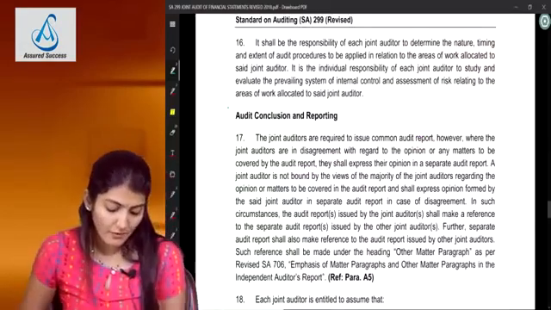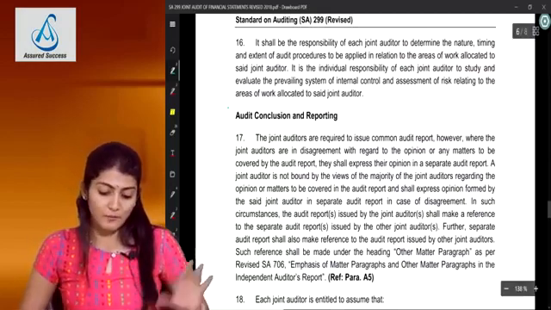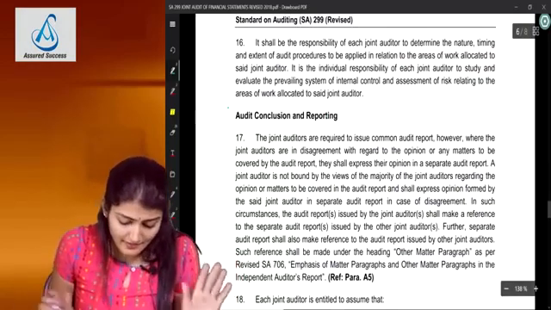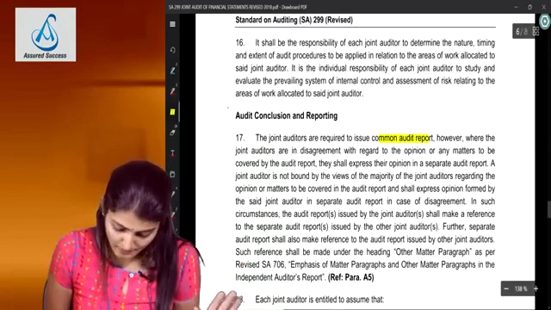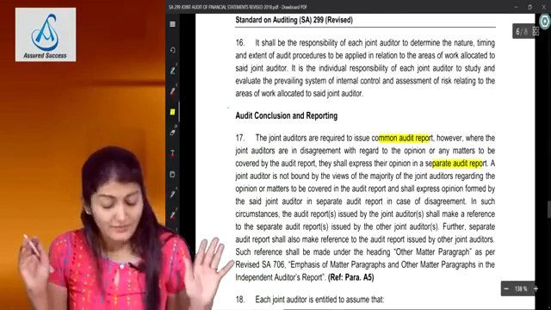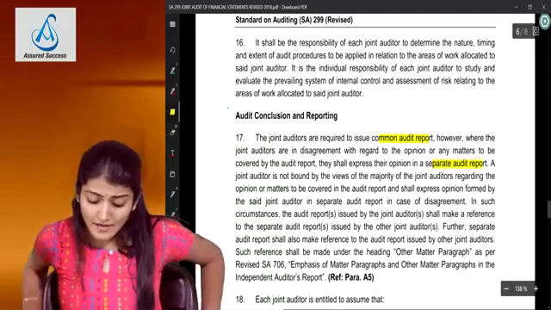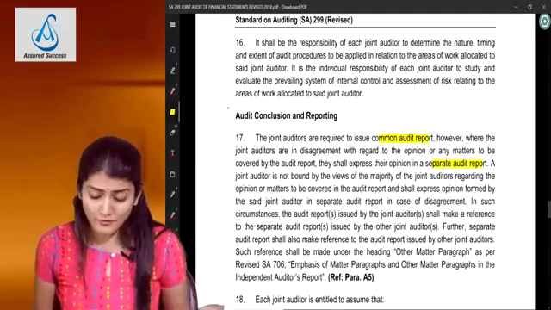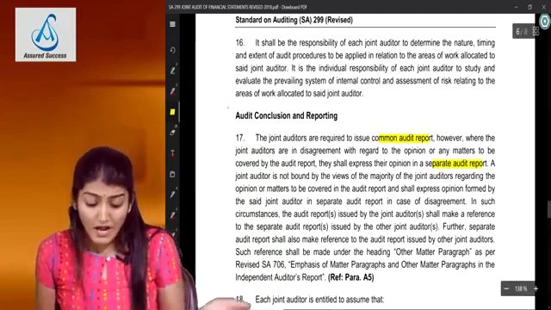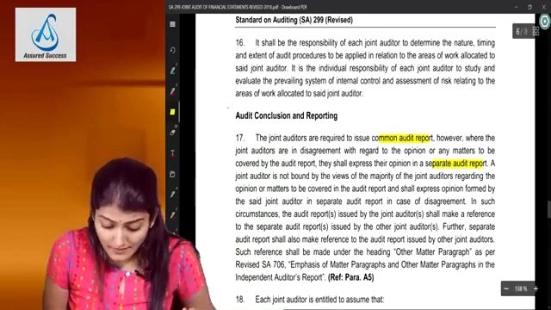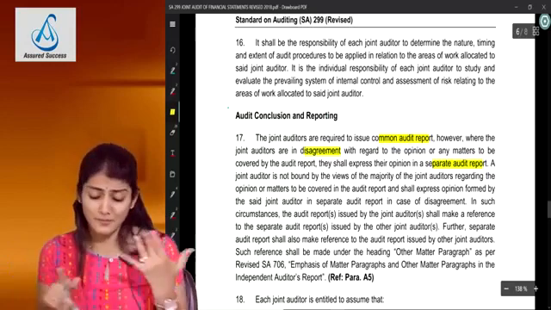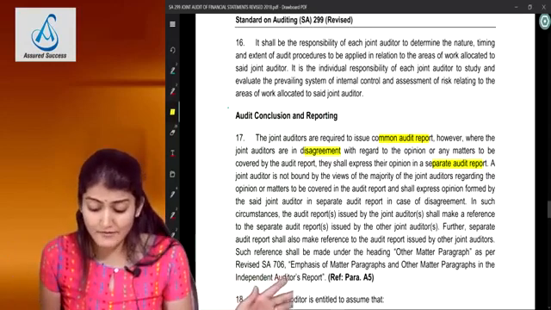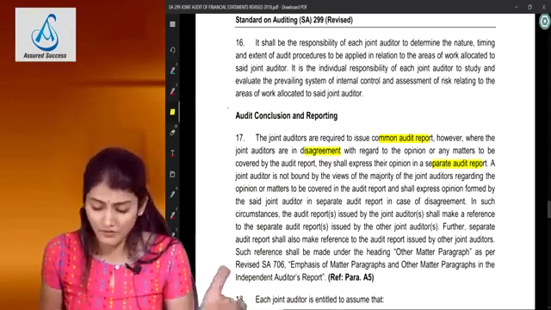Okay, so let's have a look at audit conclusions and reporting. So now very good clear terms which have been used by the standard. Common audit report, separate audit report. Right? The joint auditors are required to issue a common audit report, obviously when they are in agreement. However, where the joint auditors are in disagreement with regard to the opinion or any matters to be covered by the audit report, they shall express their opinion in a separate audit report.